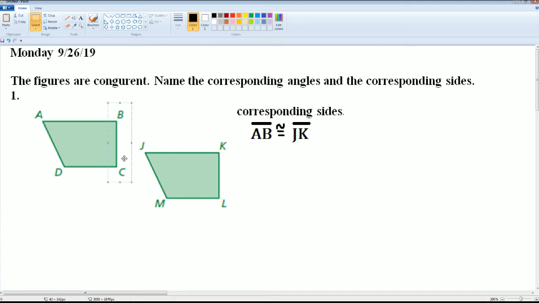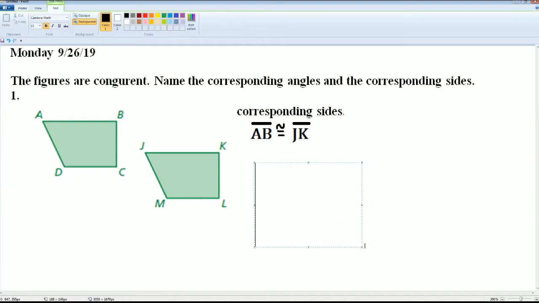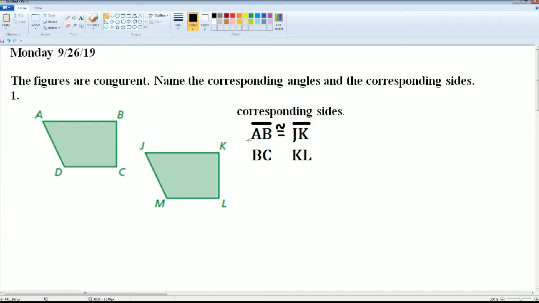Next one, the sideways one, we have BC and KL. That one is going to be BC and KL. Make sure we have the line up here to show that it is a line, and grab the squiggly to show that it's congruent. Good. What are the other ones?